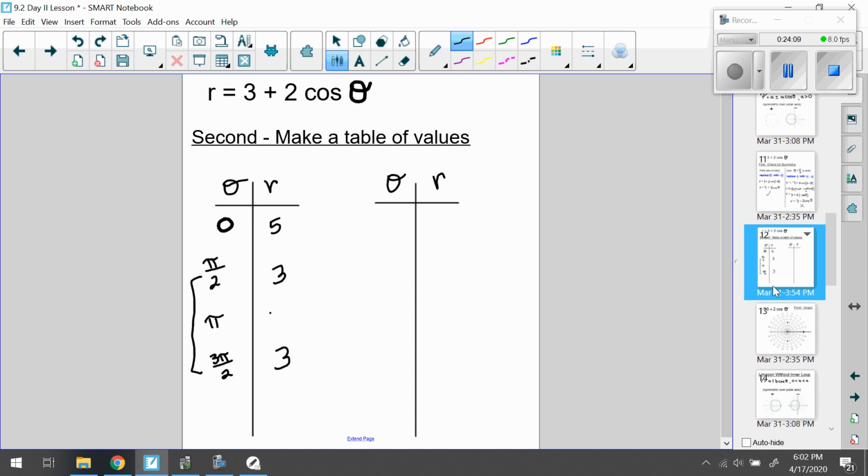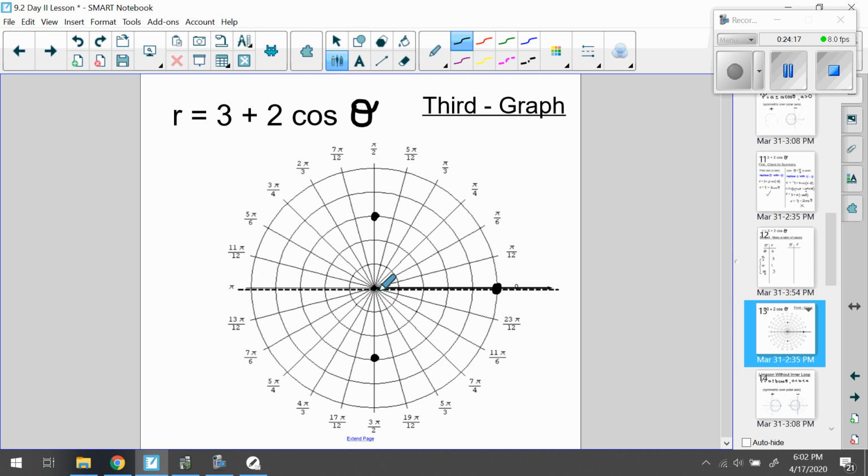And then for pi, cosine of pi is -1, so 3 minus 2 will be 1. And so when I go to pi, I'm going to go over 1 unit, so right here. All right, so now we have a few points in place here, but that's not really enough to see the whole picture. So let's pick some more values.